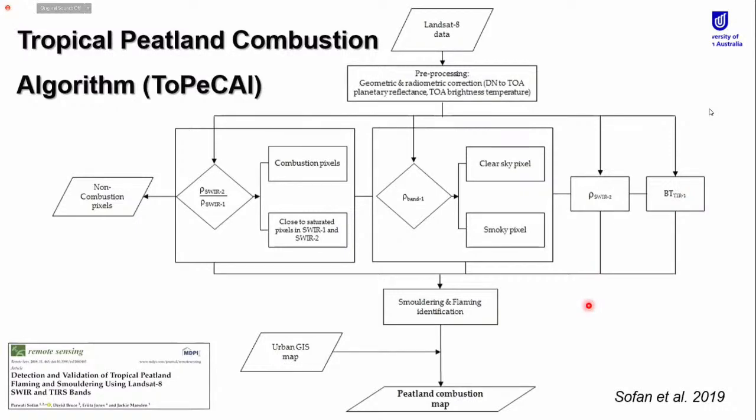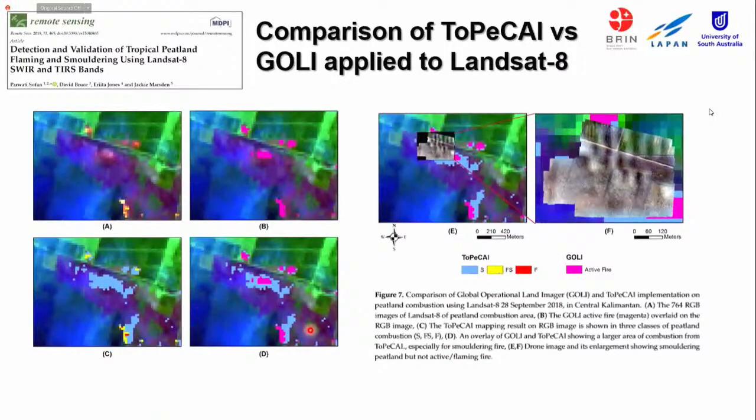Okay. The detailed algorithm can be seen in the publication I mentioned here. You can check. And then we try to compare our algorithm with another algorithm that was developed for the detection of forest fire on a global scale, which is not aimed to detect smoldering or flaming in our peatland.